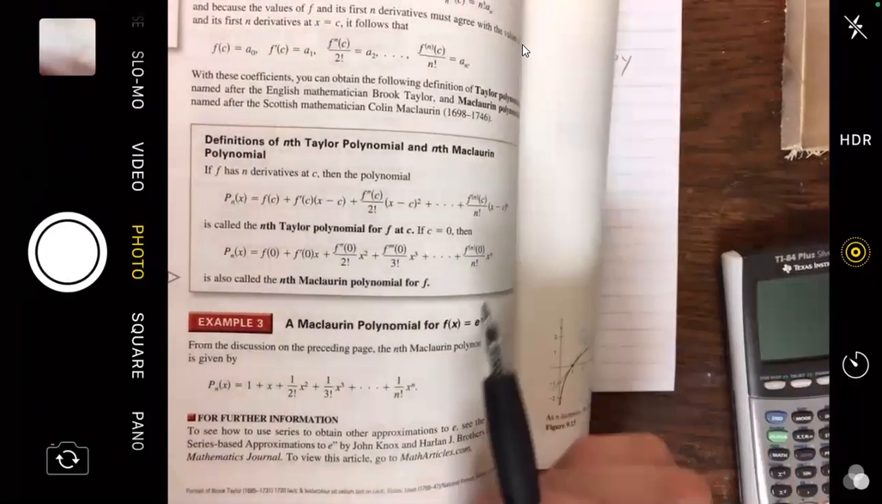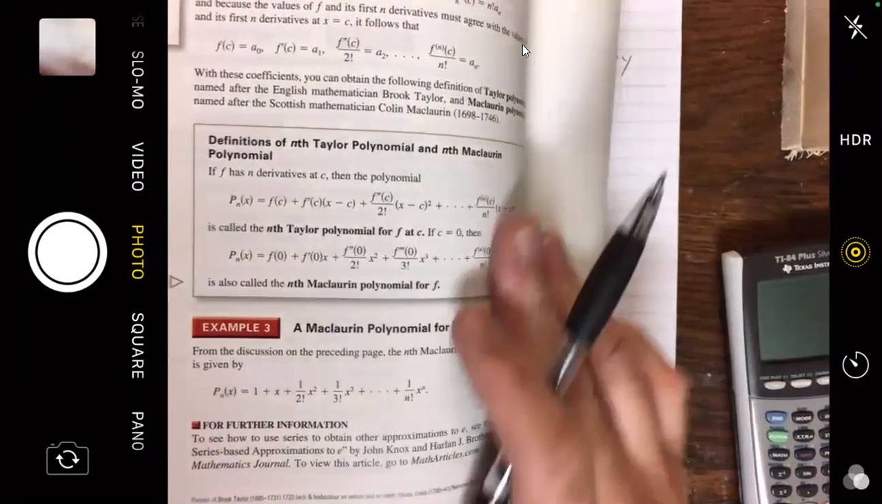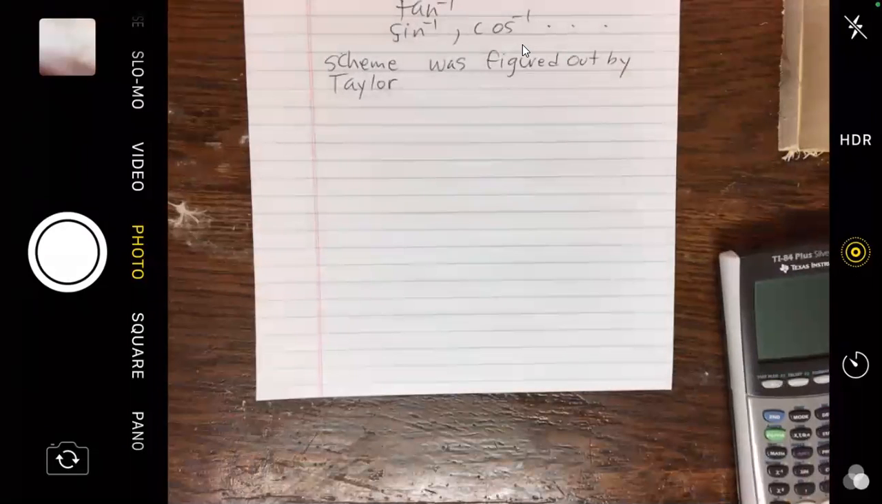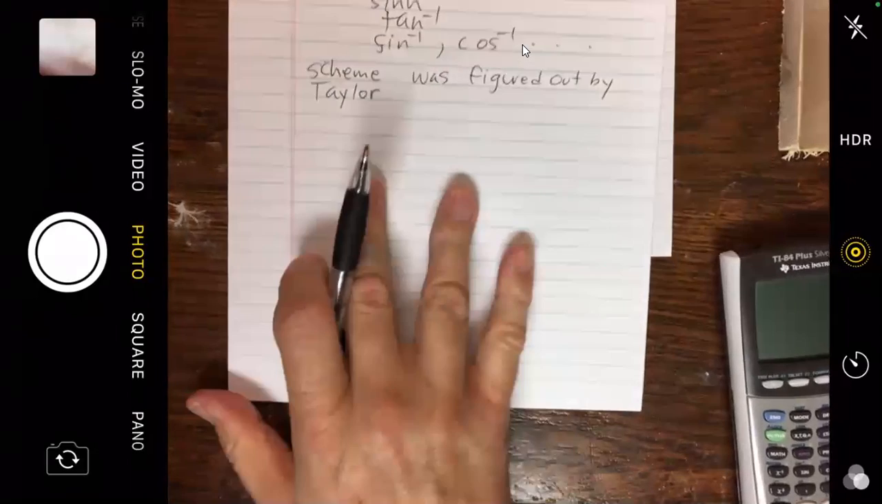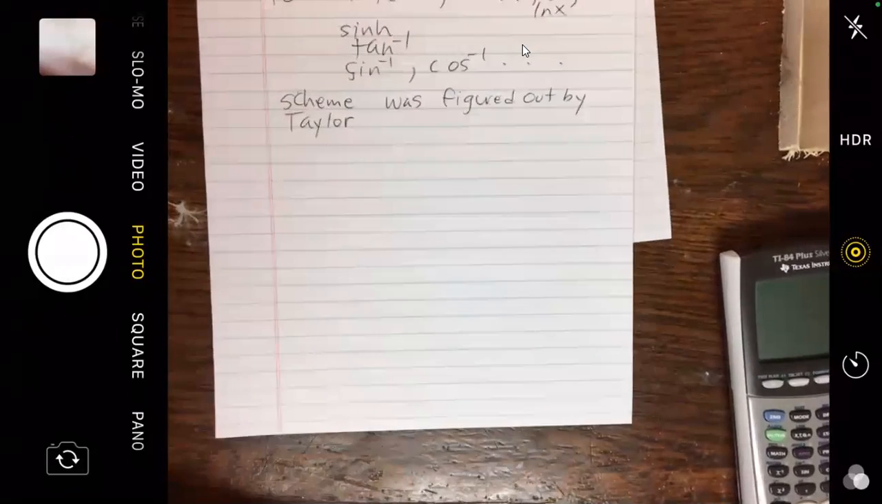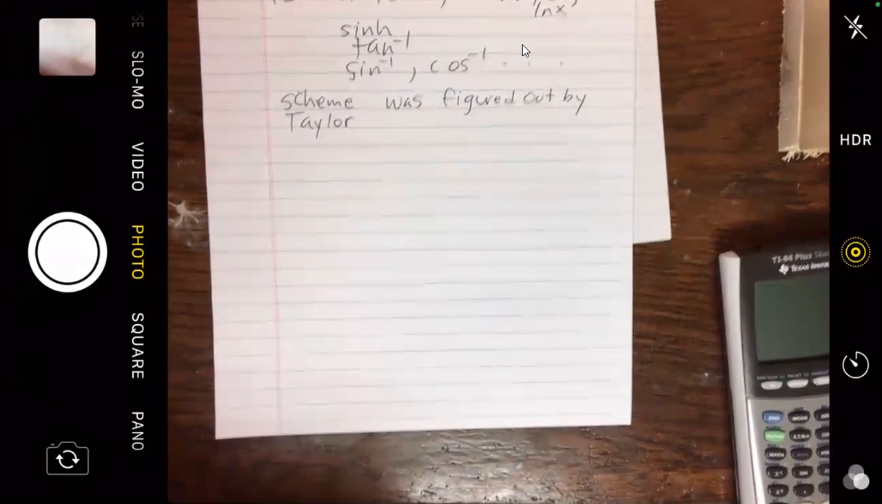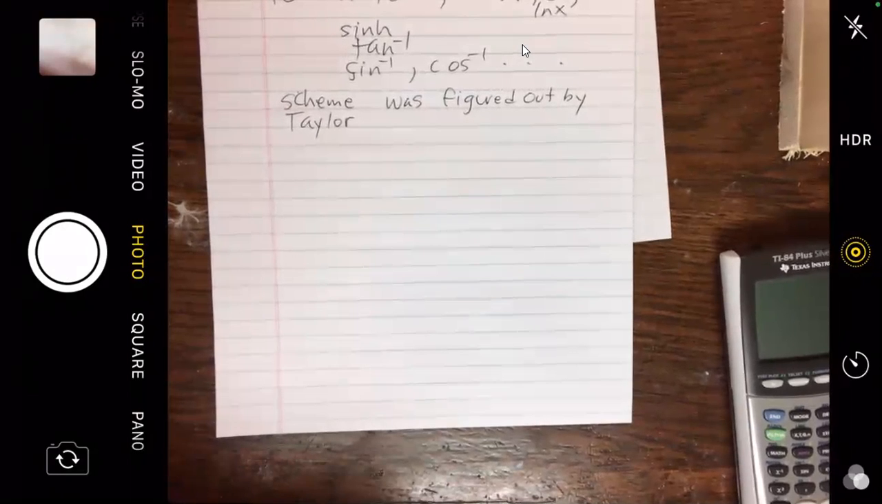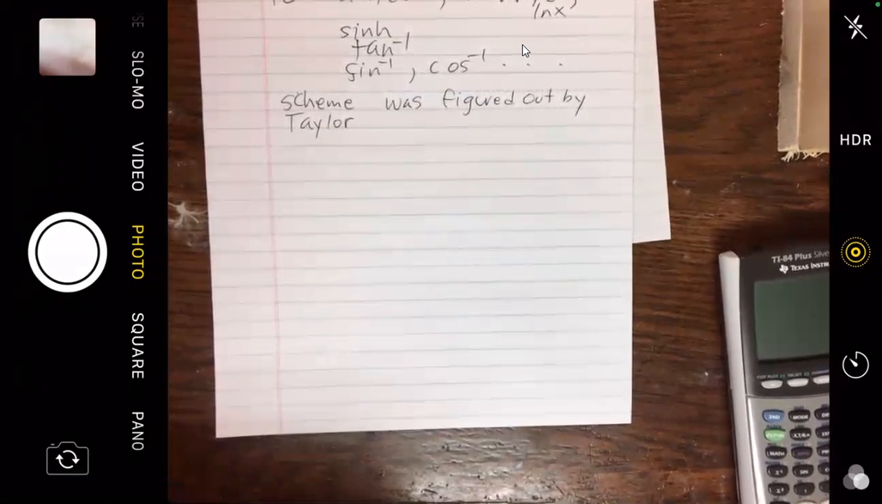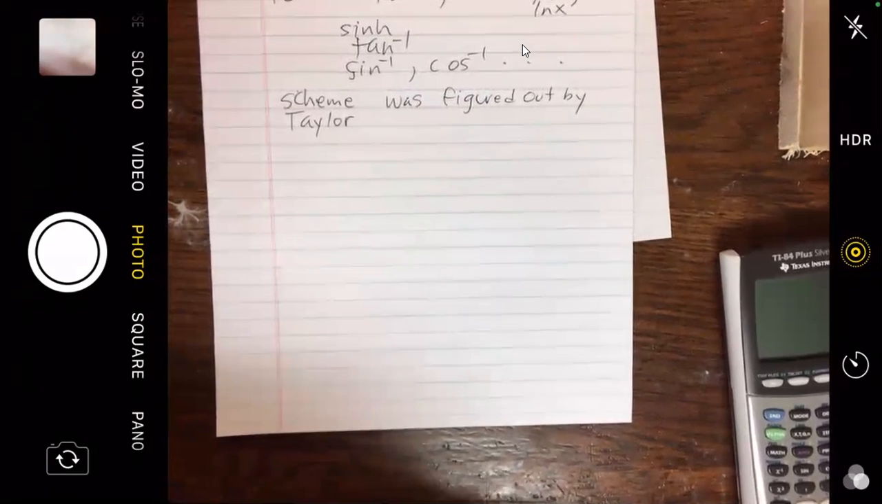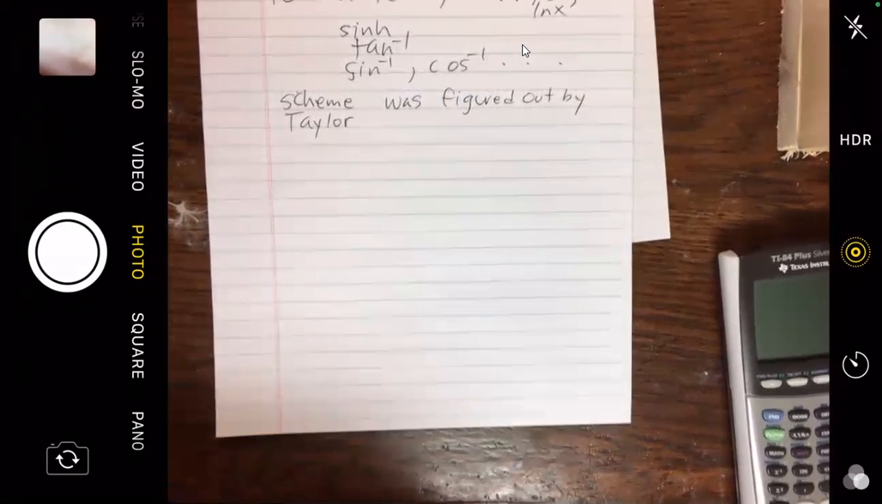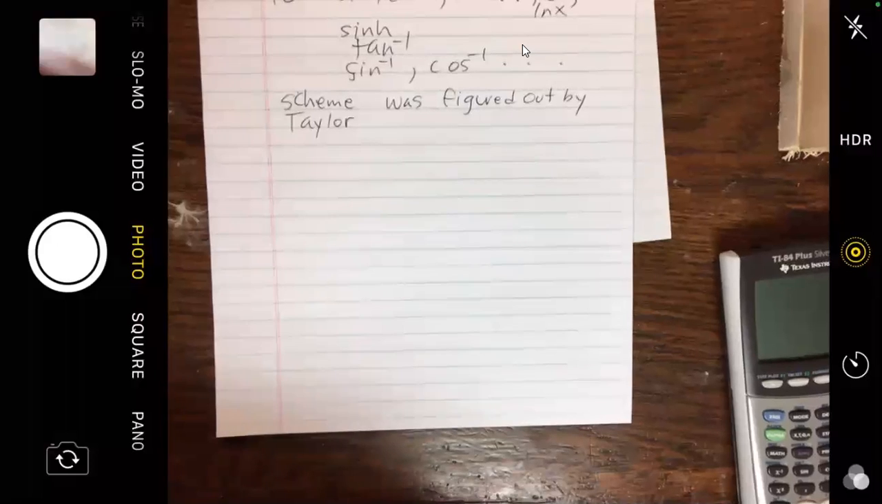Maclaurin was Scottish, of course. Taylor was English. Now, if you guys know your history, you know that the English and the Scots have not exactly always gotten along very well in human history. Have you all ever seen Braveheart? Mel Gibson? Probably came out before y'all were born. I think it came out in 1995. It was a great movie. So if you've watched that movie, you know that the English and the Scots have not always exactly gotten along real well in human history.